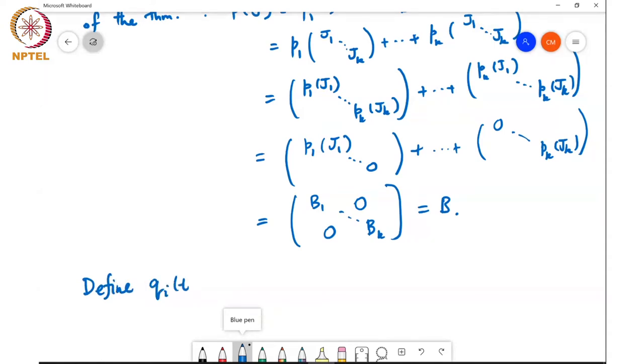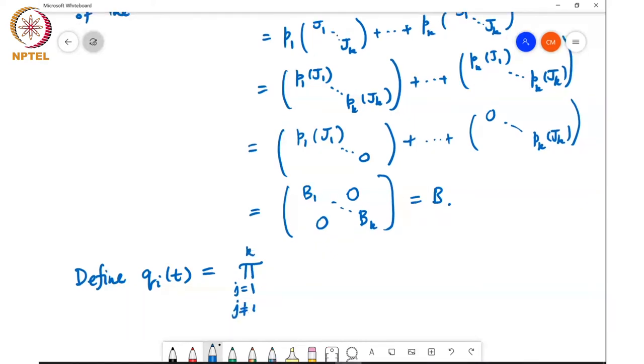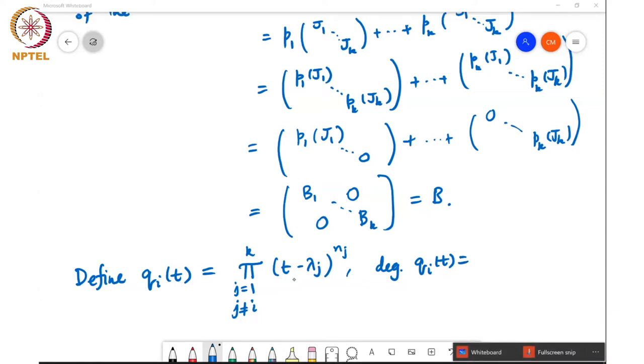Q_i of t is equal to the product from j equals 1 to k, as a product except the ith term, of t minus lambda_j to the power n_j. Okay, then the degree of this polynomial Q_i of t equals what? It's the sum of all these n_j's except the ith term. But the sum of all these n_j's equals n, because that's the sum of the sizes of all the Jordan blocks, and that should be of size n. So this is equal to n minus n_i.